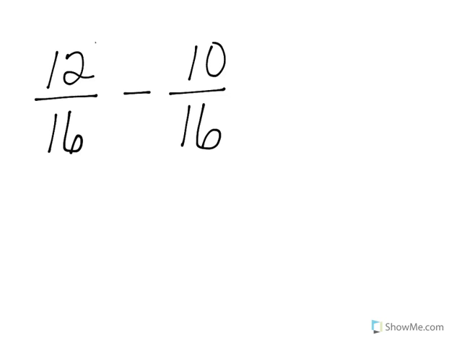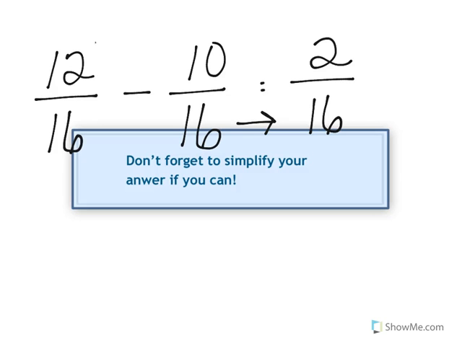Let's subtract 12/16 minus 10/16. We're going to subtract the numerators first. 12 minus 10 is 2. And we keep that denominator the same and just copy it over, which is 16. So 12/16 minus 10/16 equals 2/16. Don't forget to simplify your answer if you can. Now remember, you won't always be able to because it will already be simplified or in lowest terms. But always remember to check if you can.